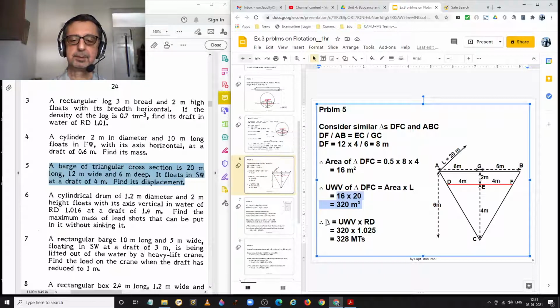Displacement is equal to underwater volume multiplied by the relative density. Underwater volume we calculated here is equal to 320 cubic meters. Relative density is given to us as that of salt water, so we multiply underwater volume 320 by 1.025 and we get the displacement equal to 328 metric tons.